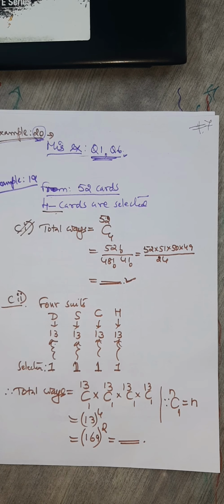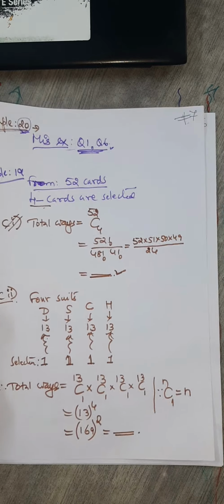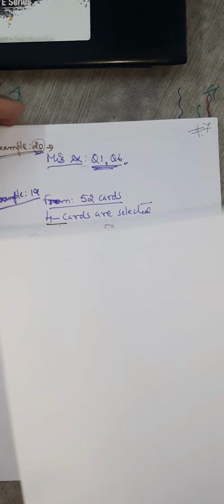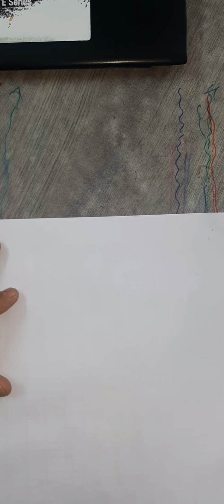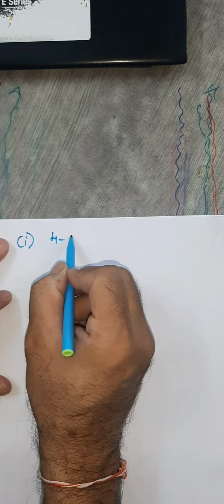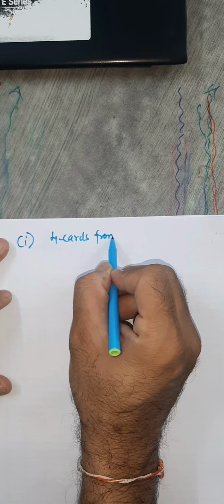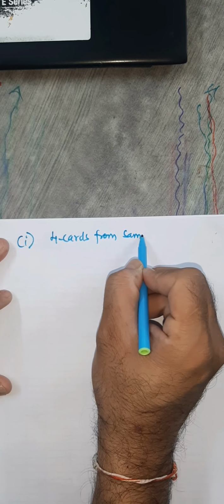What about the previous question? The previous question is a little different. First question: 4 cards are of the same suit. Now what's the meaning of this? Let me tell you that. So here in the second sub question, first one, that is 4 cards from the same suit.